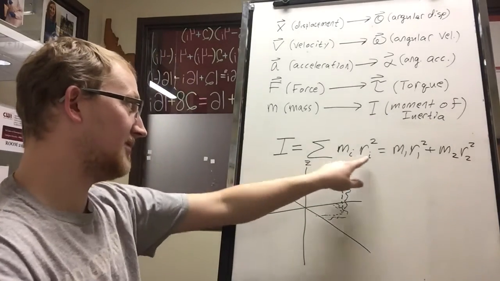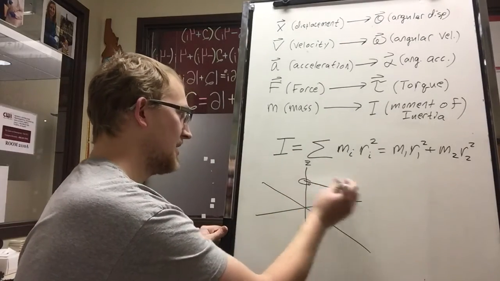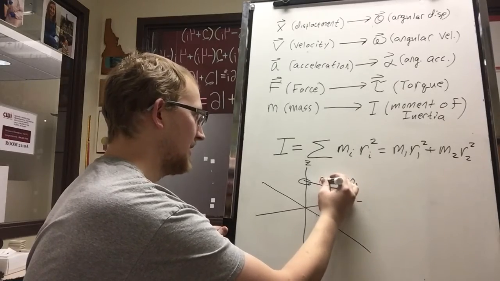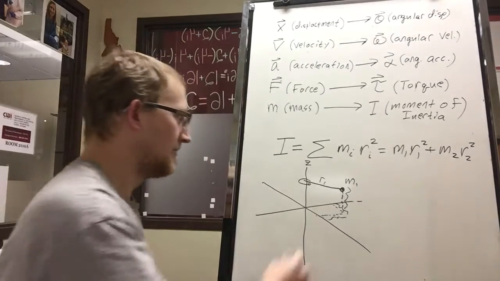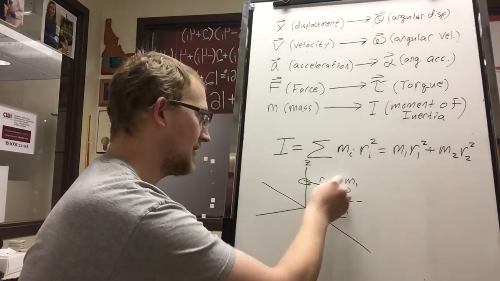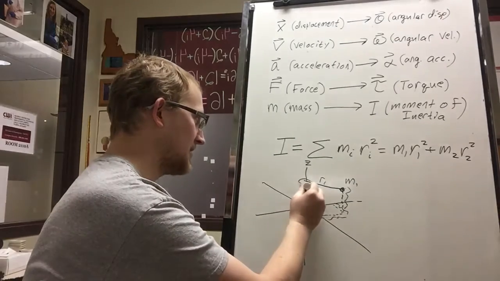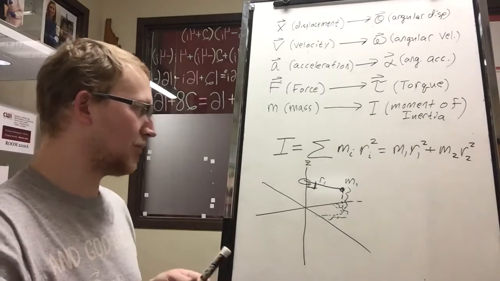The distance that we use for these radii is the shortest possible distance between the mass and the axis of rotation. So you always choose the shortest possible distance. I'm not going to choose longer distances that take me to the z-axis. So I want that radius to be orthogonal with the axis of rotation. So that's an important thing to remember.